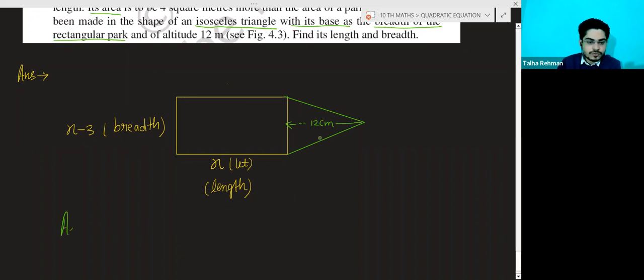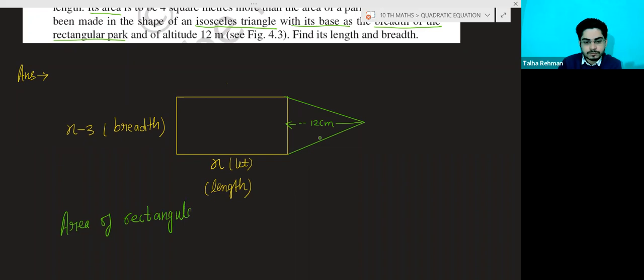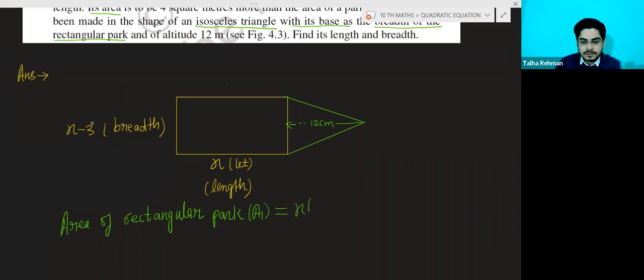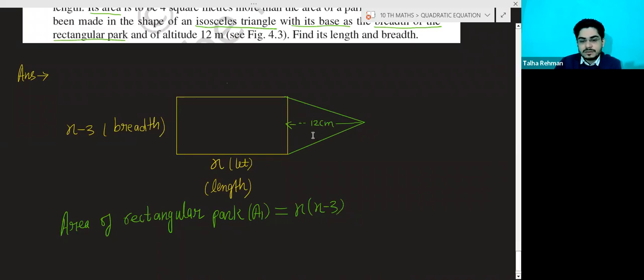So area of rectangular park. Suppose A1 is the area of the rectangular park. What is the area of the rectangle? Length into breadth, that is x multiplied by x minus 3. Now the area of this park, half into base into height. This is a triangle, na? This is a triangle. So this is the base and this is the altitude.